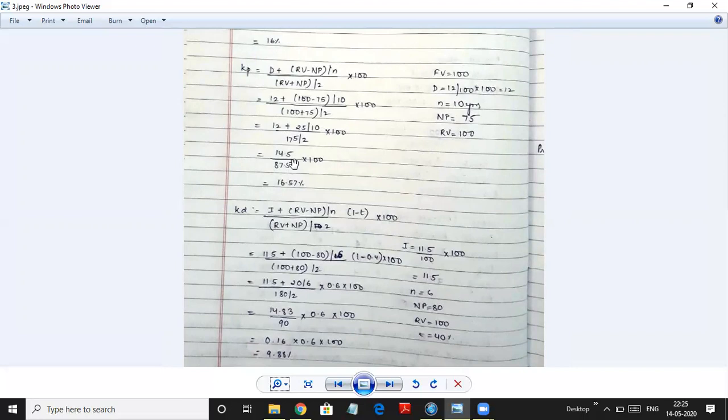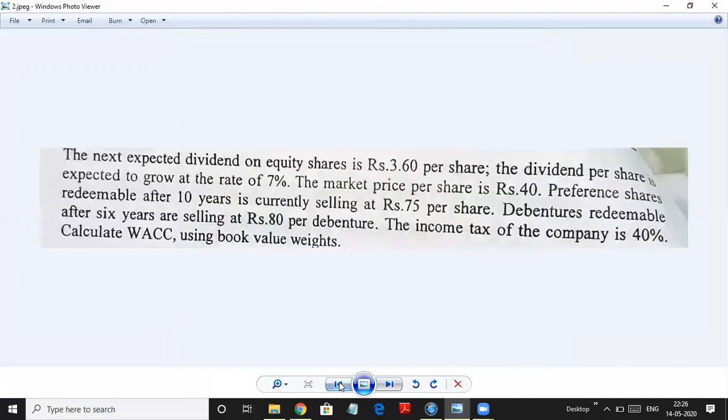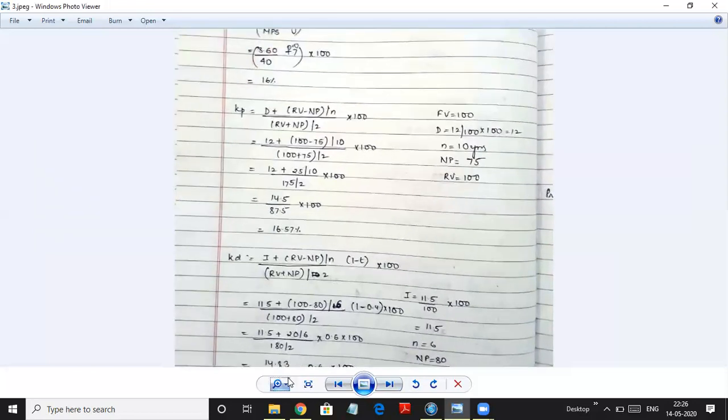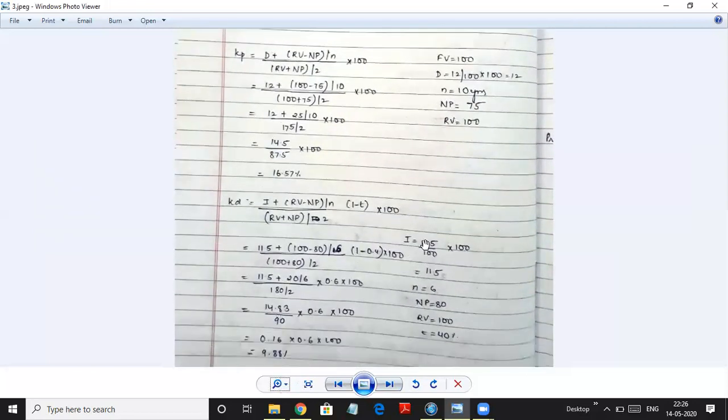In case of cost of debt, this is also redeemable. You can see here debentures are redeemable after 6 years and are selling at 80. So N is 6 years, net proceeds is 80. Okay, and then we'll see the interest. Interest is 11.5%. We're assuming face value to be 100. So on 100, 11.5%, it will be 11.5. And redeemable value should be equal to face value. Assuming face value to be 100, redeemable value is also 100. Tax rate is 40%.